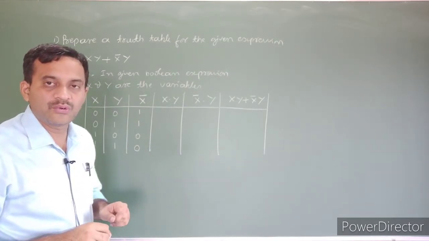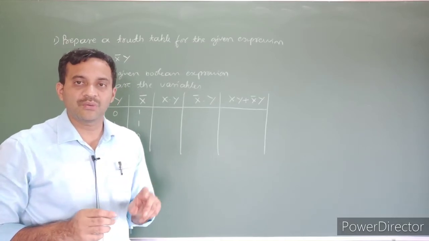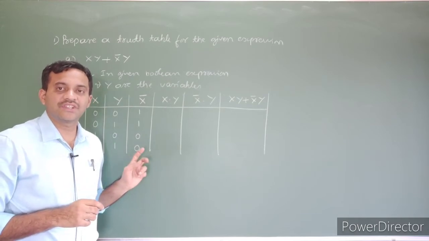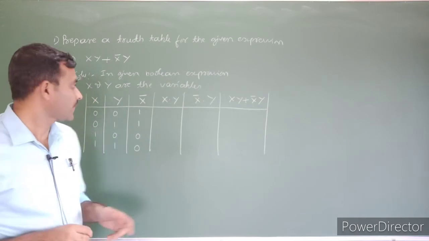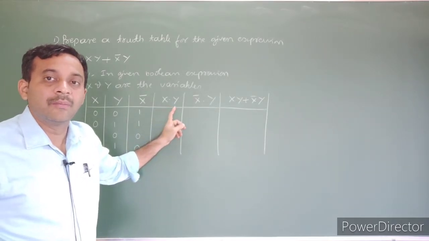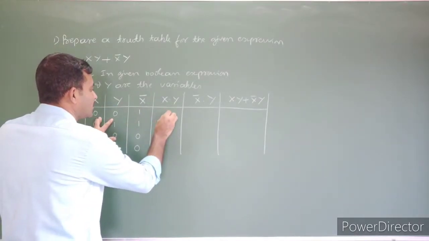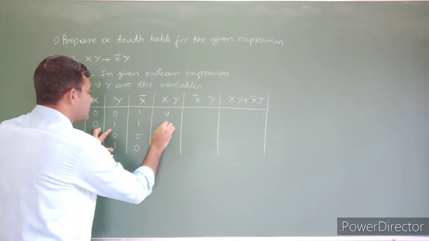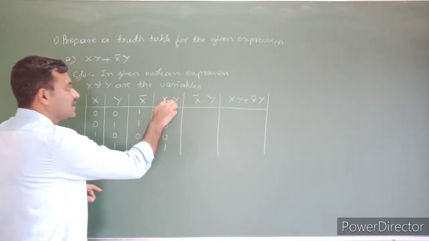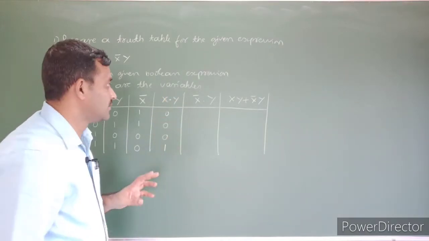We know that in a Boolean expression, every variable has a unique value, that is either 0 or 1. Then x into y. Here AND operator performs the logical multiplication. Just observe the column xy. Here 0 0, result is 0, 0 1, again result is 0. 1 0, result is 0, 1 1, result is 1 in AND operator. It is a logical multiplication.